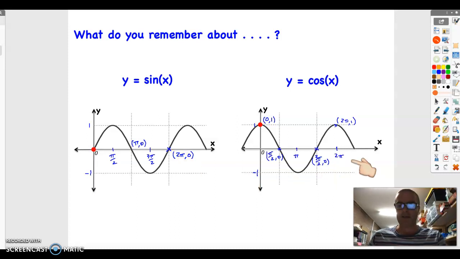Cosine graph, exactly the same shape. But the graph starts with its maximum on the y-axis, so it's going to go through the point (0, 1). It reaches its minimum halfway through the period at x equals pi, and completes one period by the time it gets to x equals 2 pi, and y gets back to 1. So these are the basic features of the sine graph and the cosine graph. We are going to visit the tan graph in another video, another lesson.